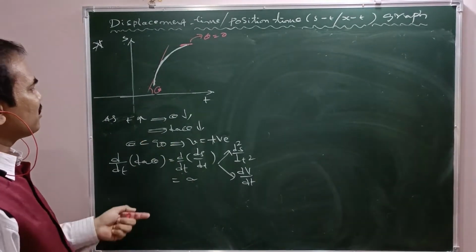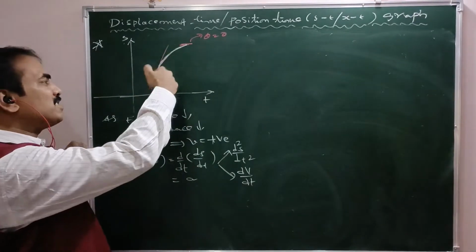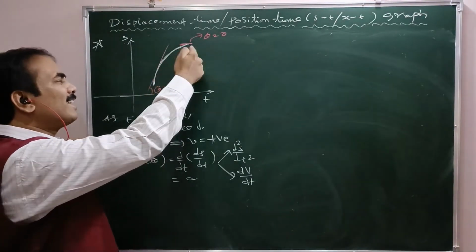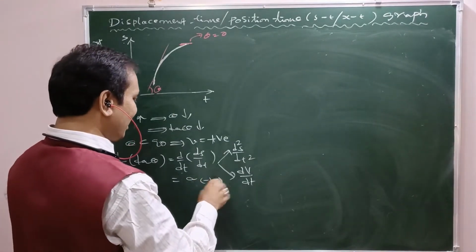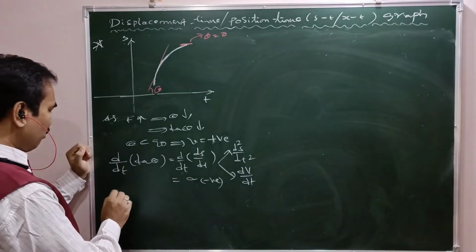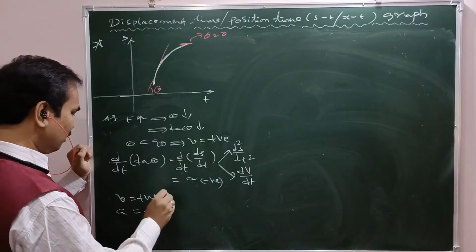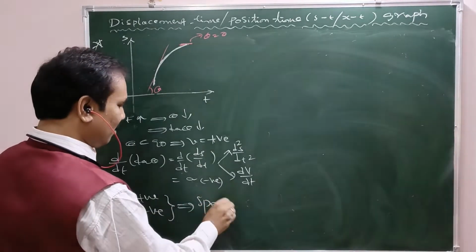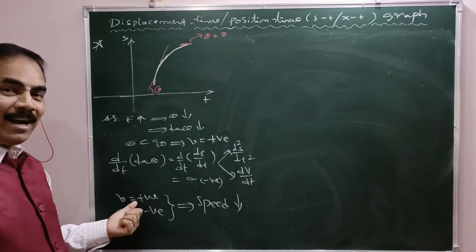What about acceleration here? Increasing or decreasing? See, slope changes. Slope of the s-t graph means velocity. That slope changes with the time in a decreasing manner. Means acceleration is negative. A is negative. Right? So velocity positive, acceleration negative, implies speed decreasing. Why? Because both are having different signs.